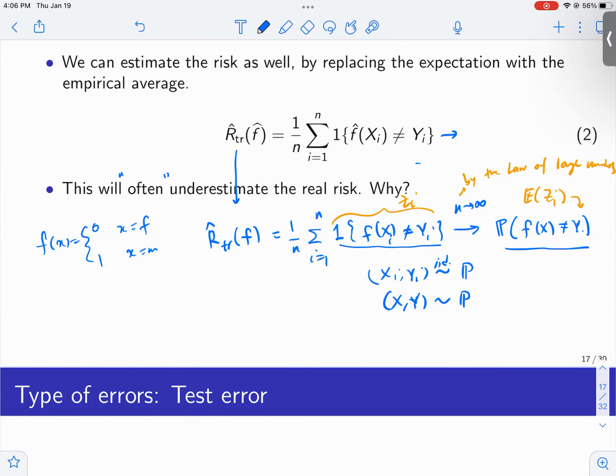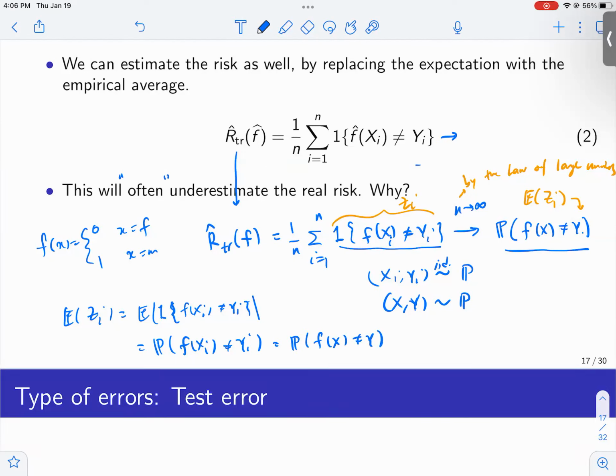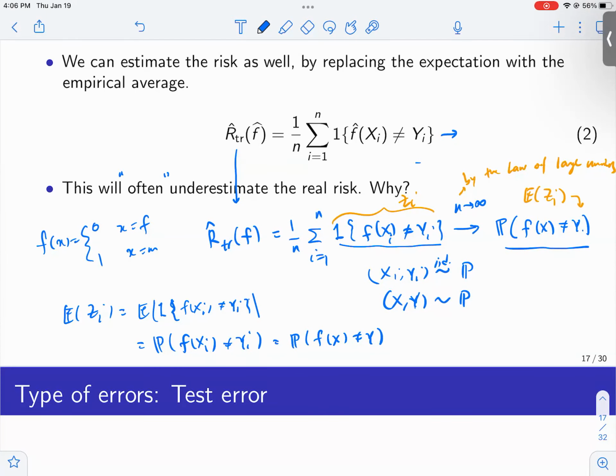The average converges to the mean, which is the expectation of zi, which is the expectation of the indicator of f of xi not equal yi. And I mentioned the expectation of an indicator variable is just the probability of it being 1. This is the same as writing the probability of f of x not equal y, because the pair xy has the same distribution as xi, yi. These are all going to be the same. So the statement that I mentioned is true.